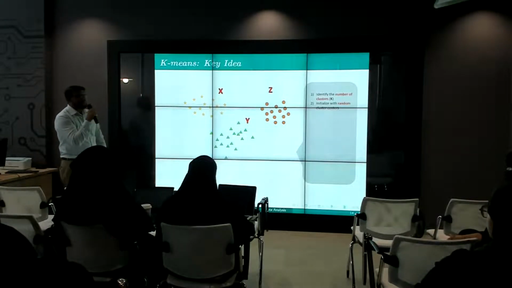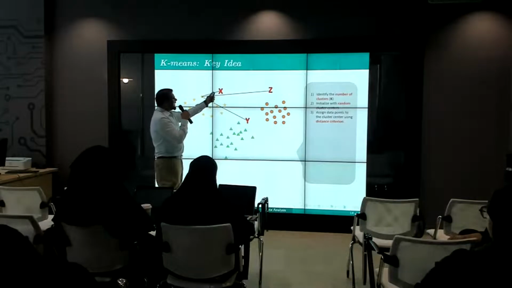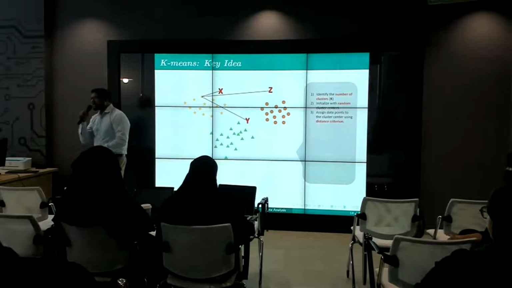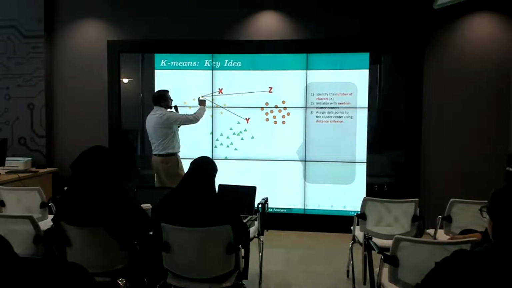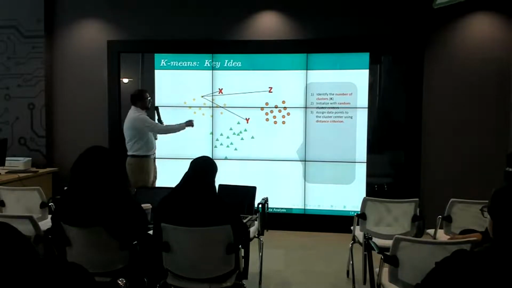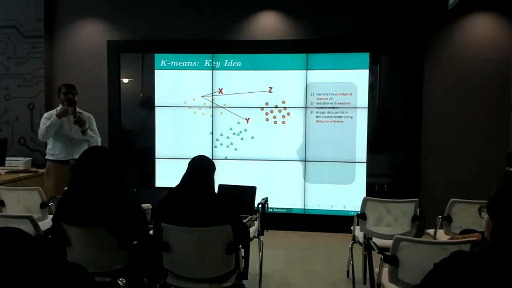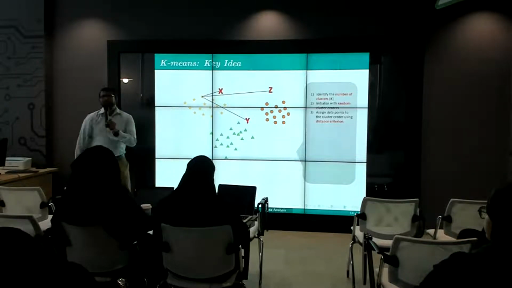Now, once I have those random cluster centers, which I'm denoting by the letters X, Y, and Z, I'm going to assign the points to the clusters using some distance measure. For example, I'll take this point and calculate the distance from this point to all the cluster centers. The one that is closest, I will be part of that cluster. For example, here this point is closest to X, so I'm going to assign this point to the cluster which has center X. Similarly, I will repeat it for all the points. So it's a loop. The program is a loop that will go over all the points, calculate the distance from the point to the cluster centers, and then assign the point to a cluster center.